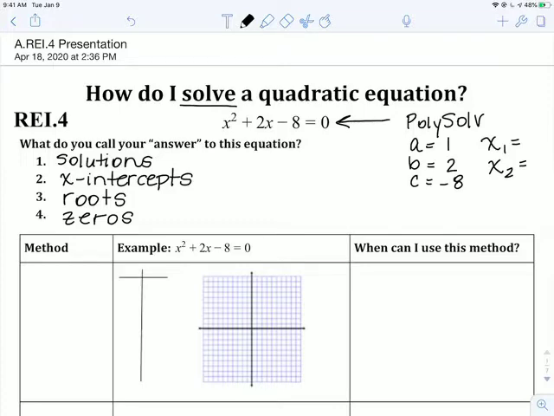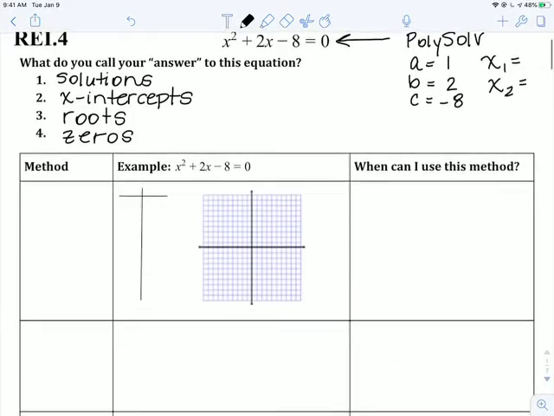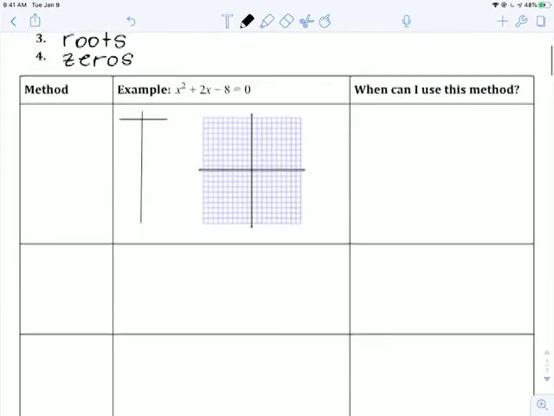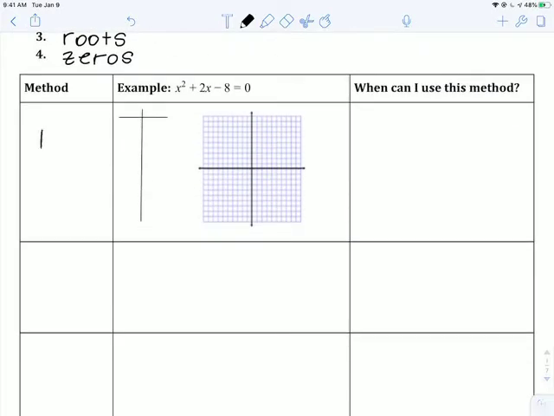So if you don't have a TI-36X Pro calculator, I'm going to show you some other strategies that are really pretty simple for finding your x1 and your x2. So let's take a look at the first method. The first method would be by using a table or a graph.